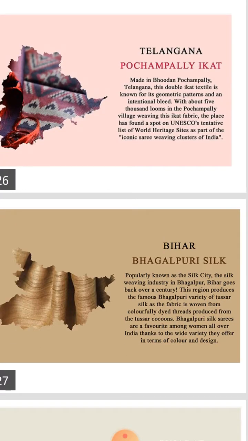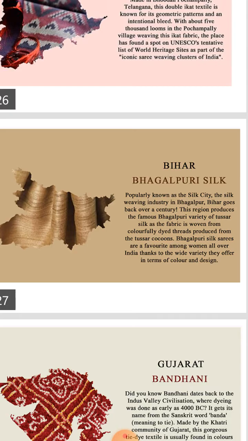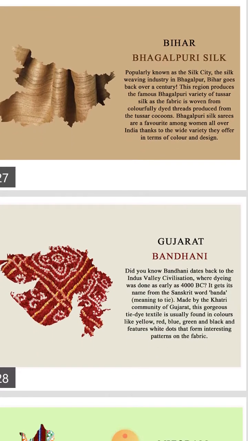Next, moving to Telangana, Pochampalli Ikat, made in Bhoodan Pochampalli, Telangana. This double ikat textile is known for its geometric patterns and had an interior bleed. With about 5,000 looms in Pochampalli villages weaving this ikat fabric, the place has found a spot on UNESCO's tentative list of World Heritage as a part of India's iconic sari weaving clusters.